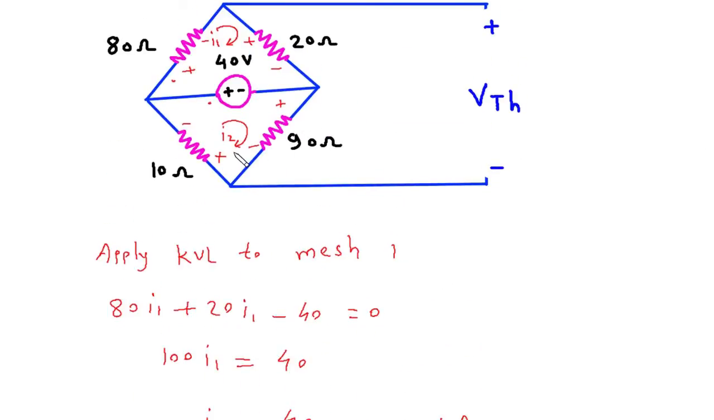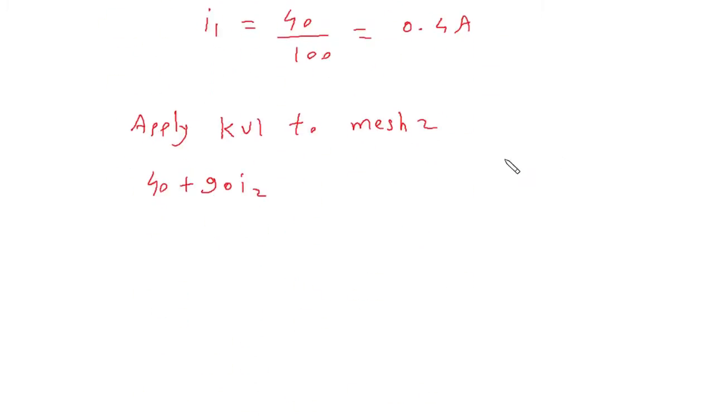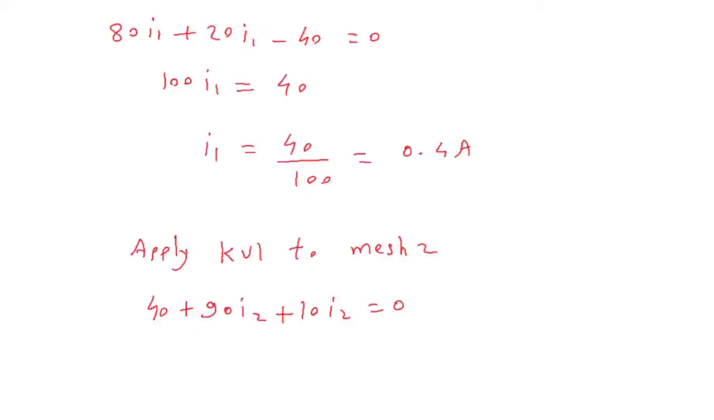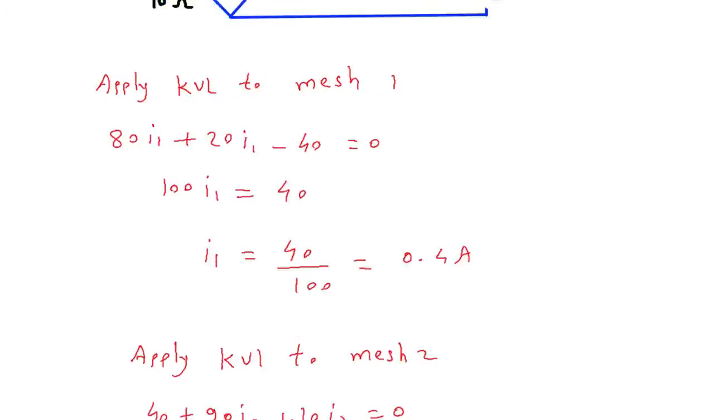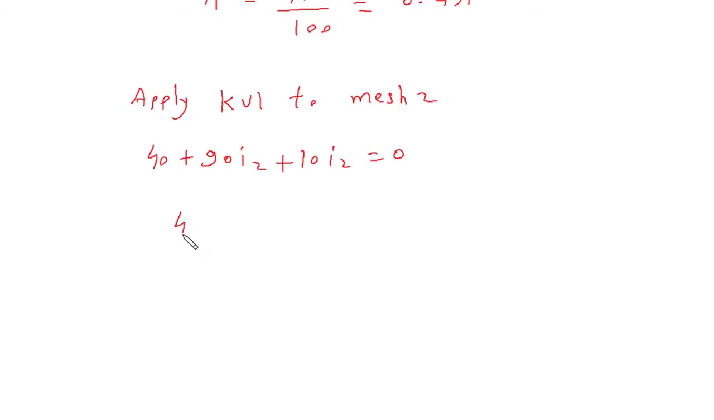Now this will be plus 10 I2 plus 10 I2 is equal to 0. So this will be 40 plus 100 I2 is equal to 0. So this will be 100 I2 is equal to minus 40. Therefore I2 is equal to minus 0.4 ampere.